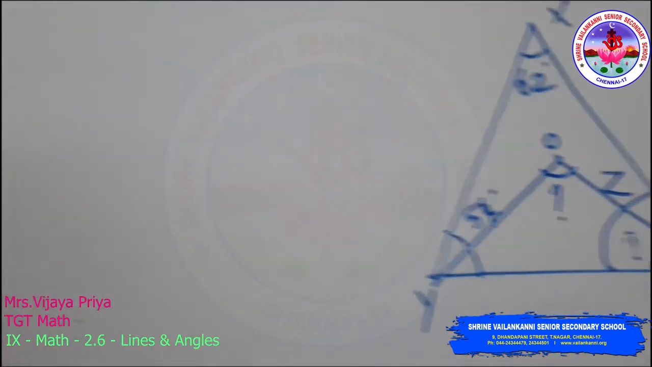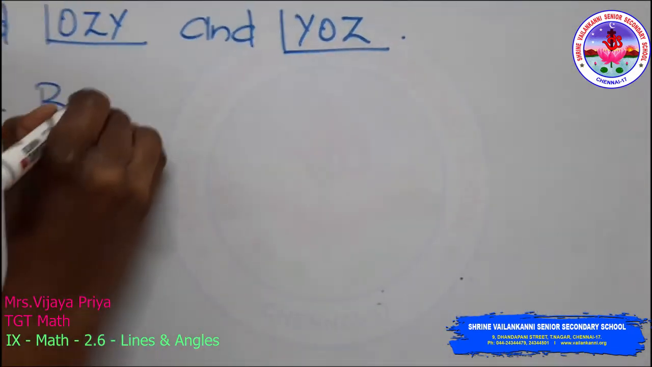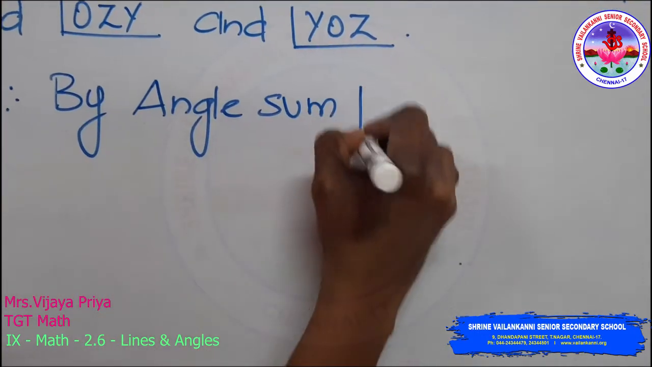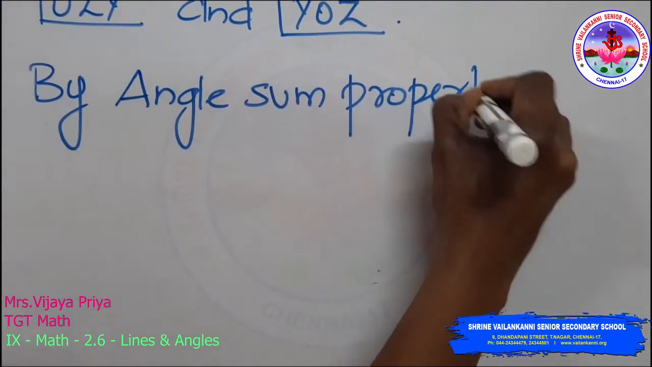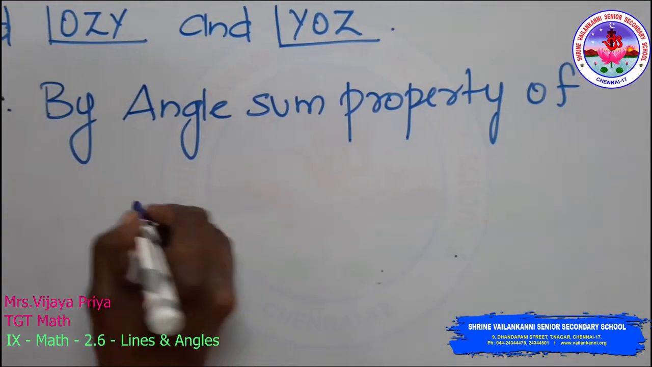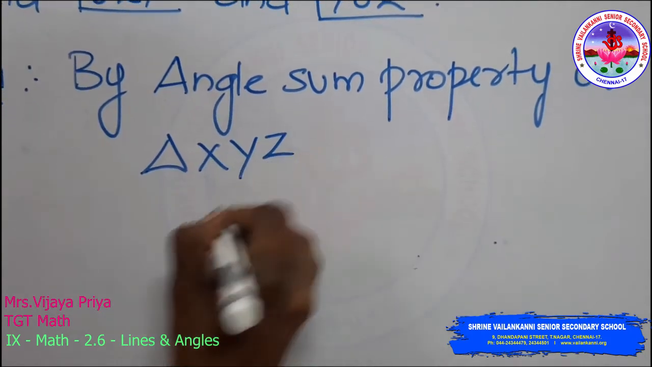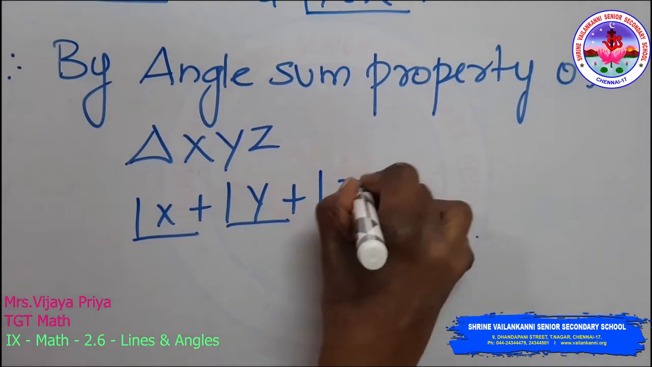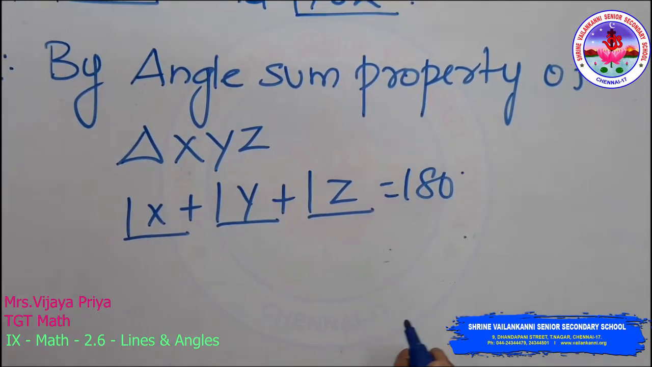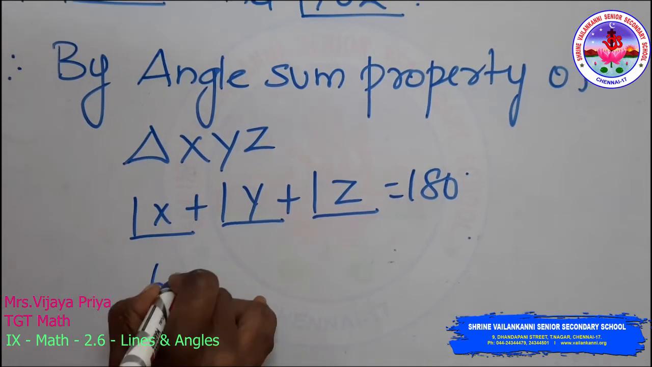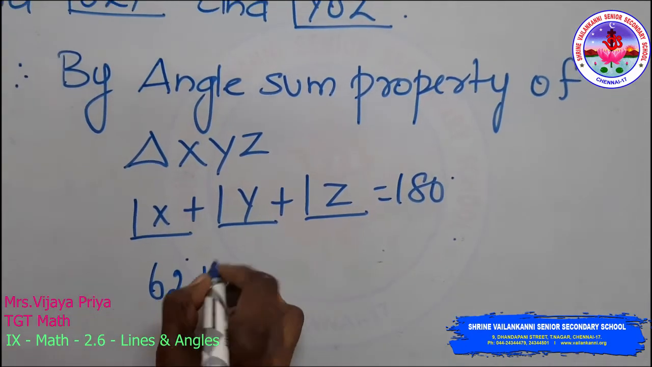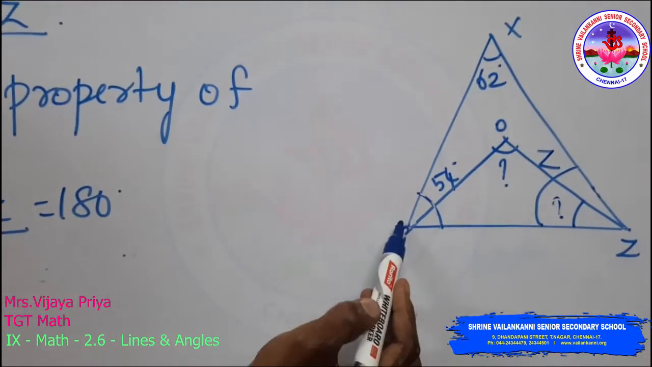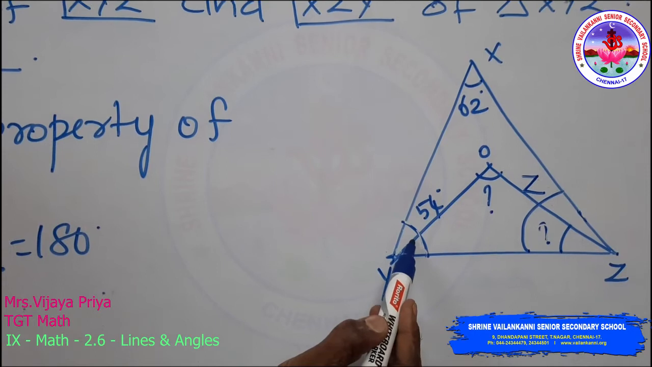Coming to the solution, by using the angle sum property of the bigger triangle XYZ, we have angle X plus angle Y plus angle Z is equal to 180 degrees, where he has given angle X is equal to 62 degrees, and Y is nothing but angle XYZ, which means your angle Y.